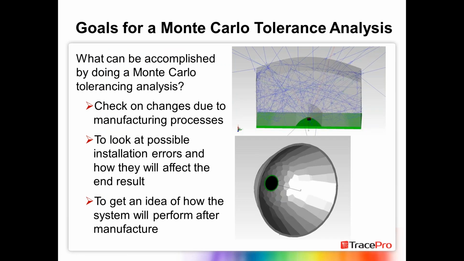So what do these systems look like? Well, first of all, you can see the two examples that we're going to use on the side there. And we're going to set some goals here. What can you accomplish with a Monte Carlo tolerancing analysis? Well, you can check on changes due to manufacturing processes. You can look at possible installation errors and how they will affect the end result. Finally, you're going to get an idea of how the system will perform after manufacture. So if you're manufacturing thousands of these, how are those components going to perform over the many iterations of the manufacturing process?